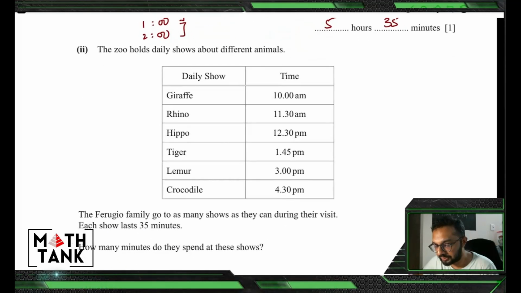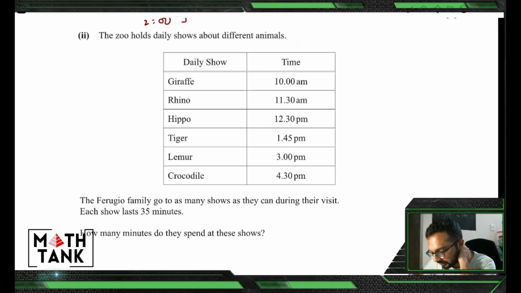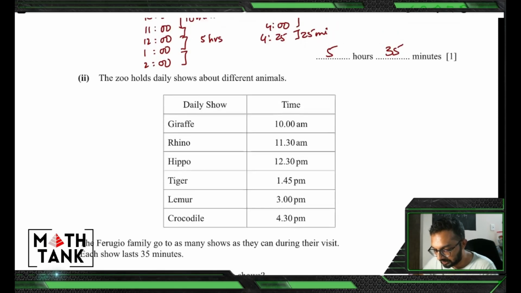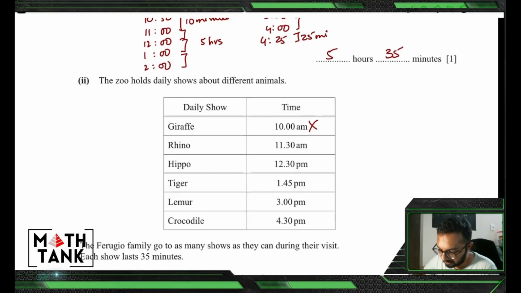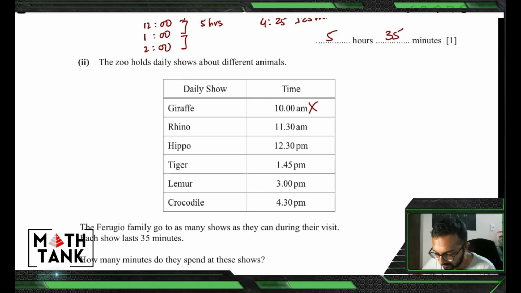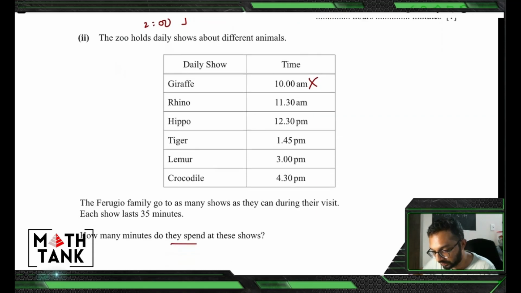Okay, so zoo holds daily shows about different animals. The Ferrugio family go to as many shows as they can during their visit. Okay, so they arrived at 10:50, so they obviously missed the giraffe. Okay, each show lasts 35 minutes. How many minutes do they spend at these shows?